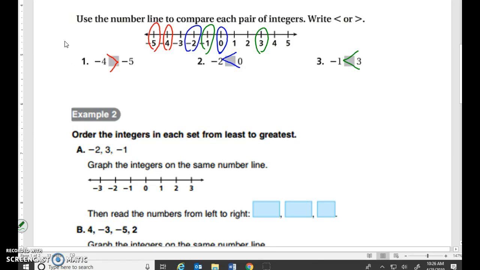Okay? Example 2, we're going to order these integers in each set from least to greatest. Underline least to greatest. So let's graph them and then we'll put them in order. So we have a -2, so make sure you graph it right on those crosshairs. Then a 3 right on the crosshairs. A -1 right on the crosshairs. Now that I have them graphed, it's really easy just to go from left to right and write them down. So I start on my left, I have a -2, then a -1, then a 3, and I put them in order from least to greatest.